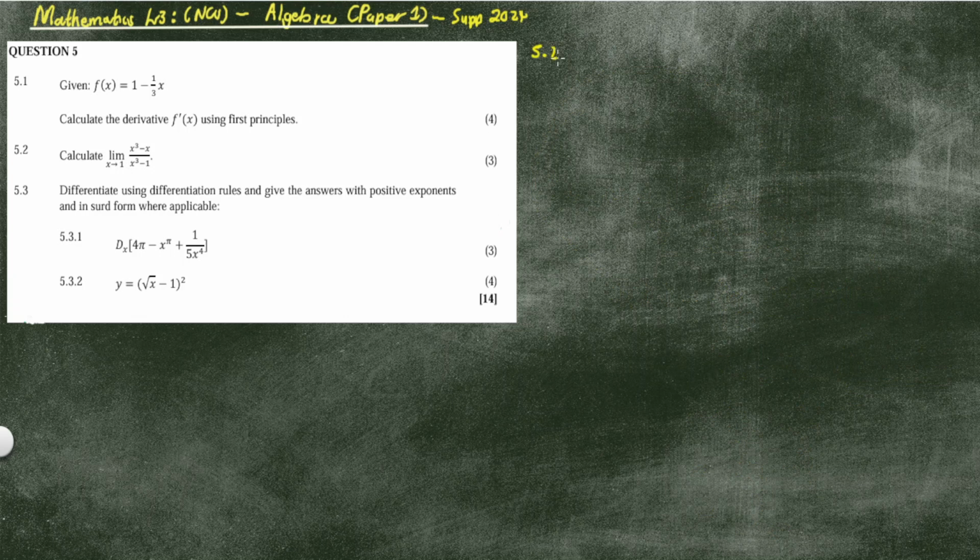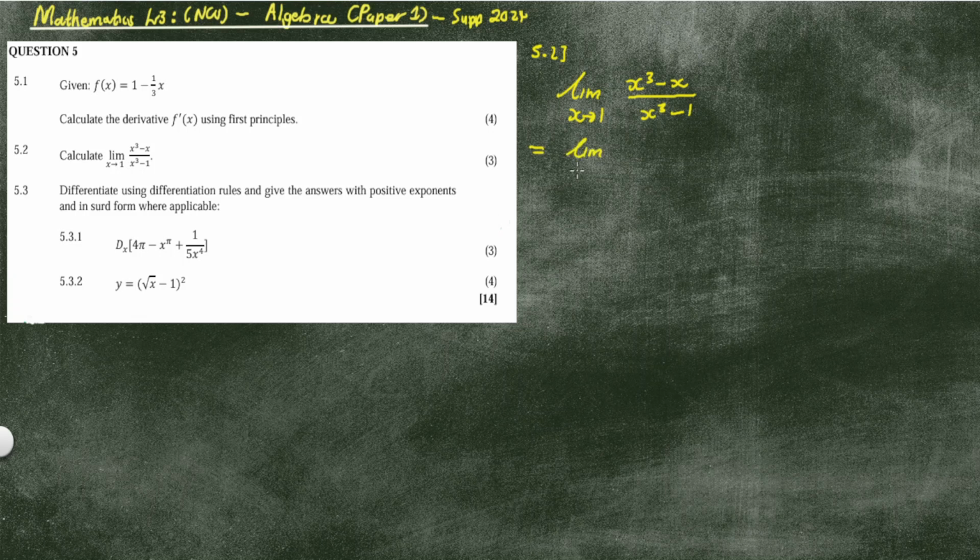For 5.2, we have a limit question. We have to evaluate the limit as x approaches 1 of x cubed minus x over x cubed minus 1. When you just substitute the 1 directly into this expression as it is, you're going to get a denominator of 0. So it's going to make the whole expression undefined. So this calls for simplifying.